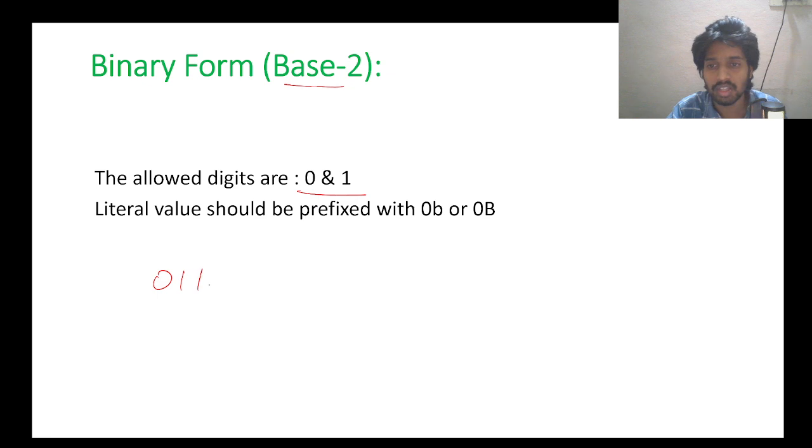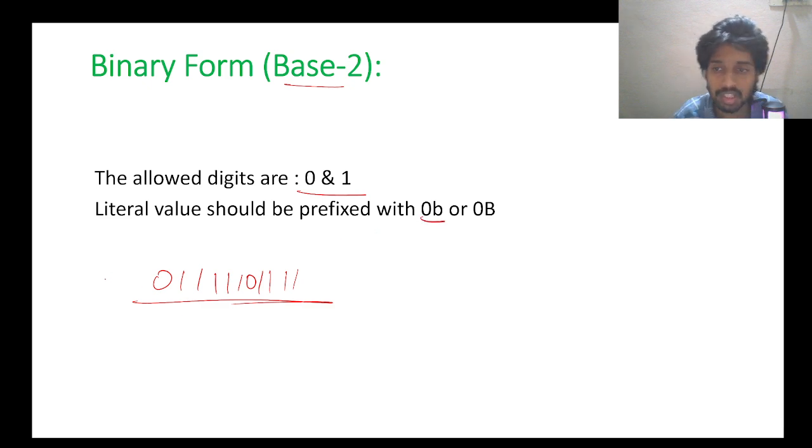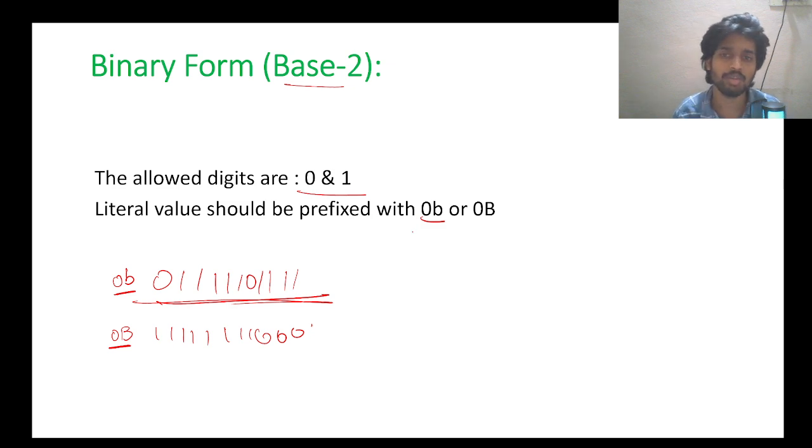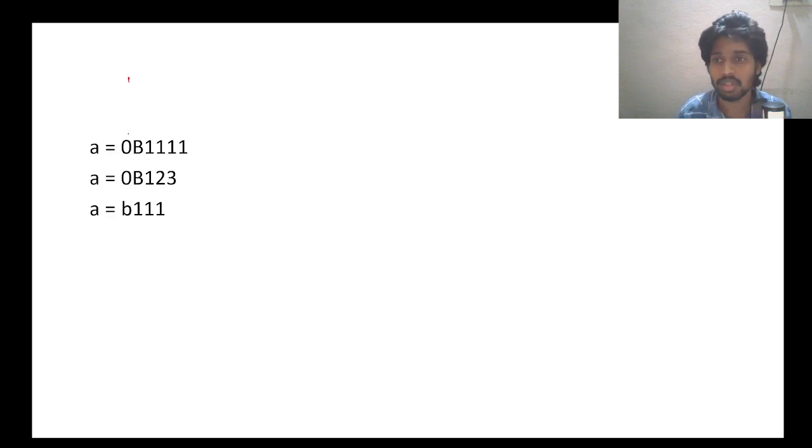If I want to declare a variable and represent it using the binary form, I can write something like this. But before writing this, I need to prefix the number with 0b, or I can also prefix with 0 capital B, like 0b1111100. This is the prefix, and this is the value. So to create a variable using the binary form, I should prefix it with 0b or 0 capital B.